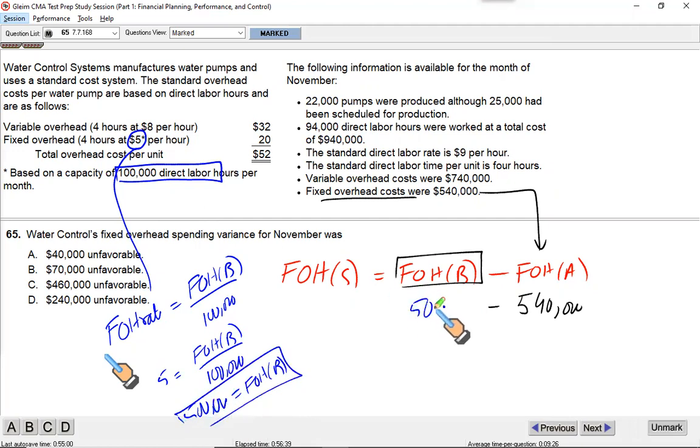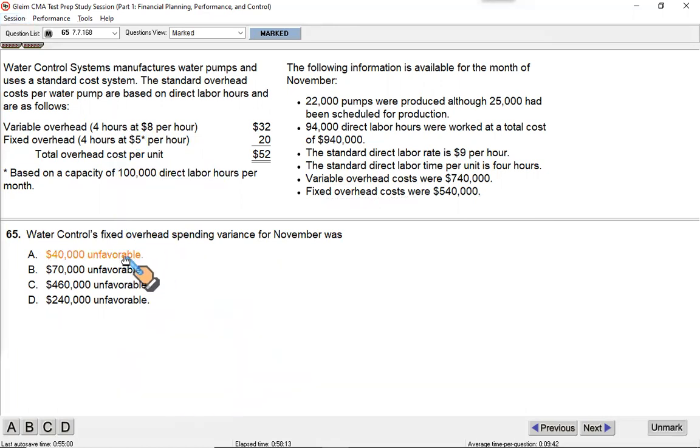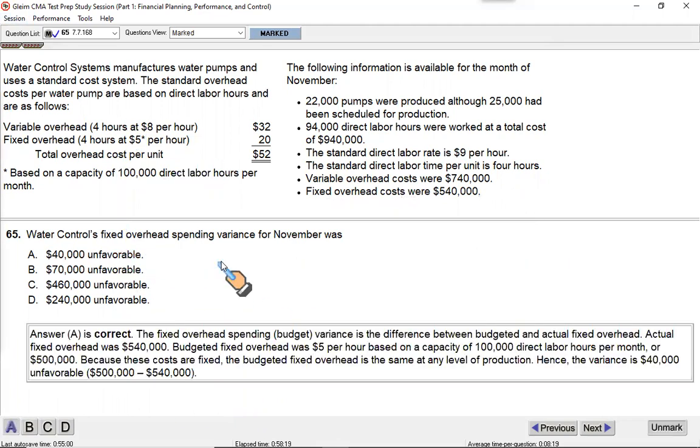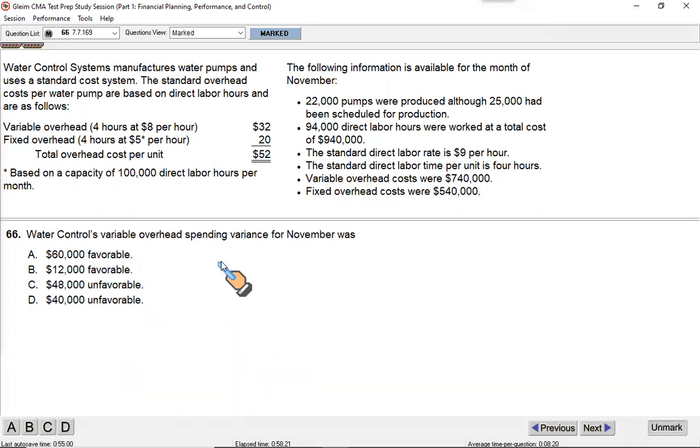Now look at this, gentlemen. Your fixed overhead budget was $500,000, but your actual fixed overhead was $540,000. You spent 40,000 more than the budget, which means it is an adverse variance, and that makes option D to be the right option. So if you go for it was a negative 40, it's A to be the correct option. Right. Now moving on to the next question.